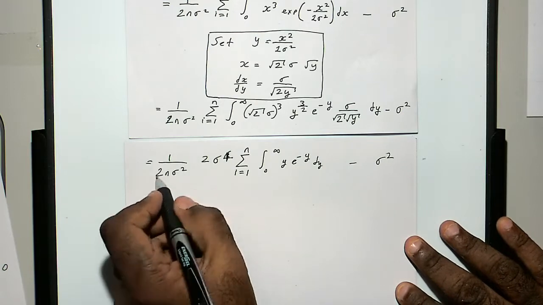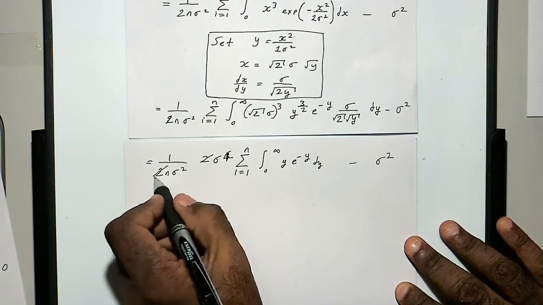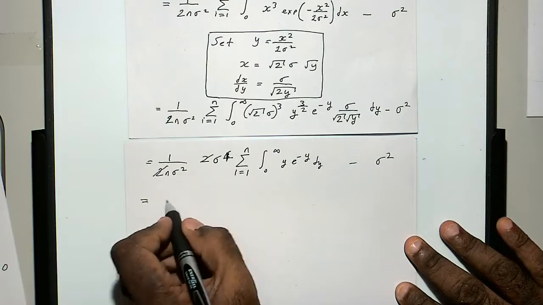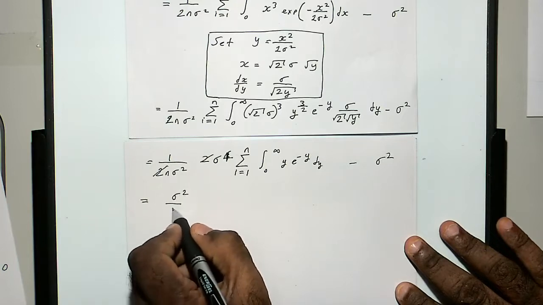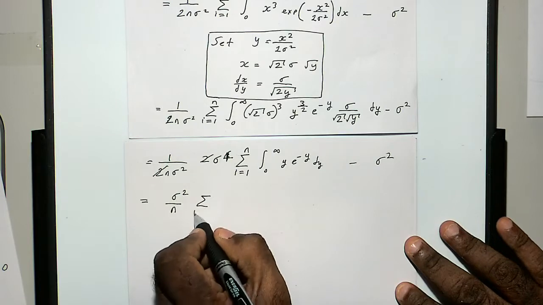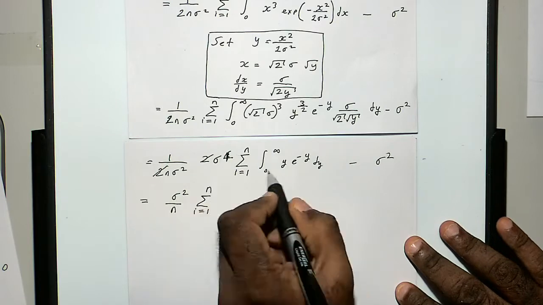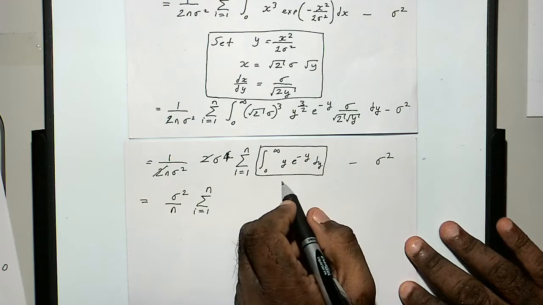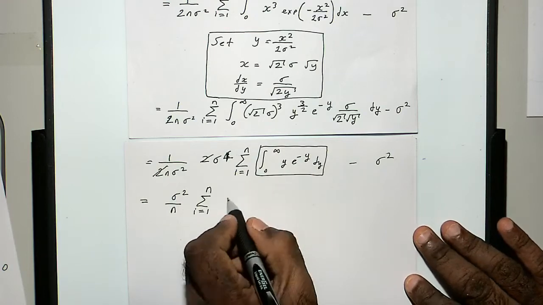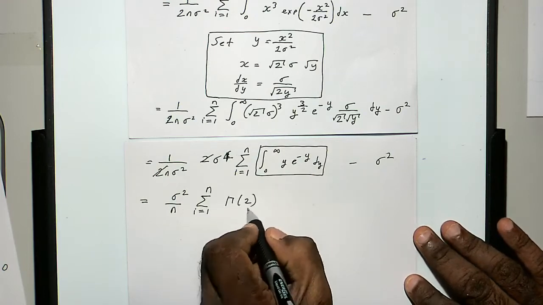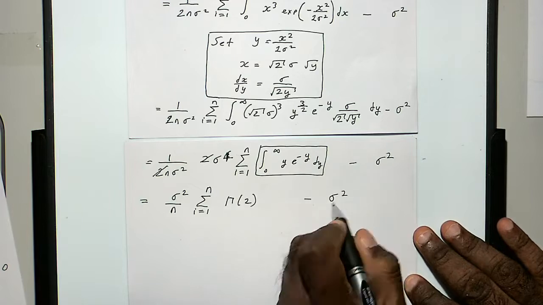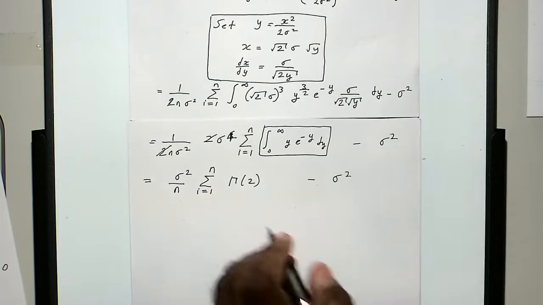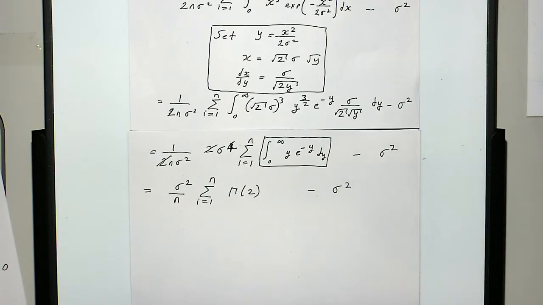All right, so the 2 and the 2 will cancel. The sigma squared will go with the sigma to the power 4. You have sigma squared divided by n, then sum 1 to n. This guy here, does this ring a bell to you guys? What is this? This is the gamma function at 2, right, minus sigma squared. You remember what the gamma function is. It's one of the formulas you need to remember for the exam.